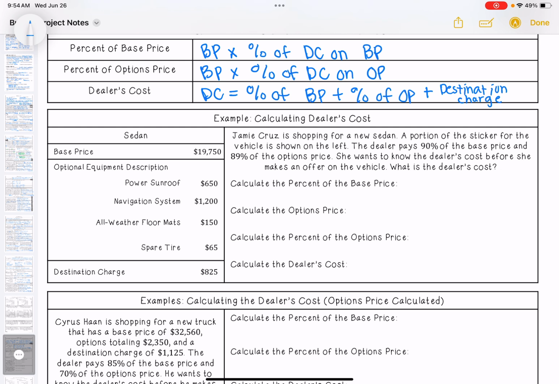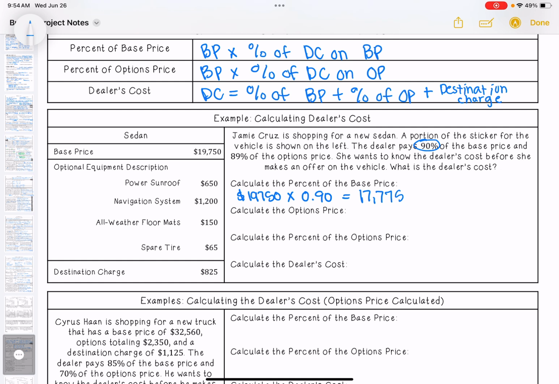All right, so I'm going to take the base price, which is $19,750, and I'm going to multiply it by the percent of the dealer's cost on base price, which it said in the problem was 90%. And I'm going to make sure I put that in decimal form. So I'm going to put that in my calculator, and that's going to give me $17,775.